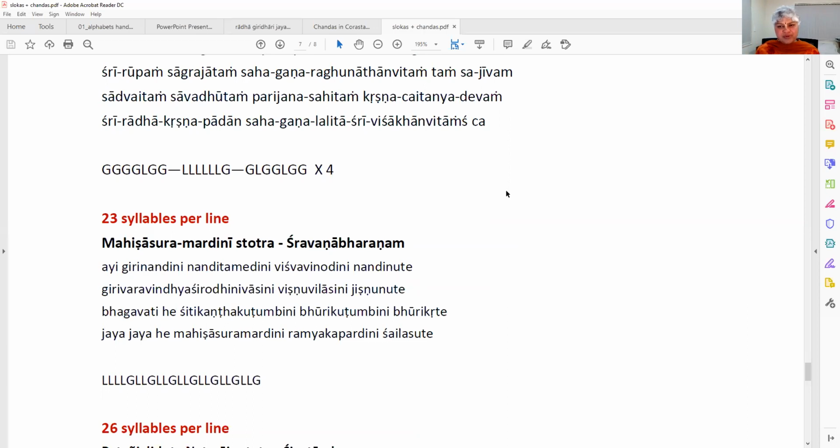Aigiri Nandini Nandita Medhini Vishwa Vinodini Nandanute Girivara Vindya Shirodhini Vasini Vishnu Vilasini Jishnunute Bhagavati He Shiti Kanta Kutumpini Bhuri Kutumpini Bhuri Krute Jaya Jaya He Mahishasuramardhini Ramya Kavartini Shaila Sute.